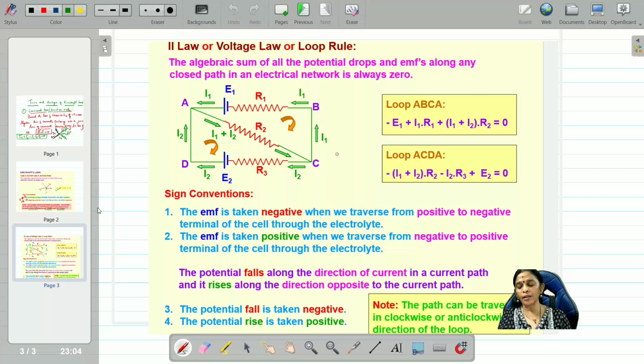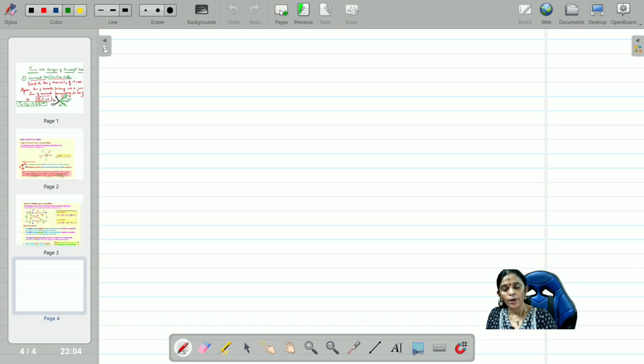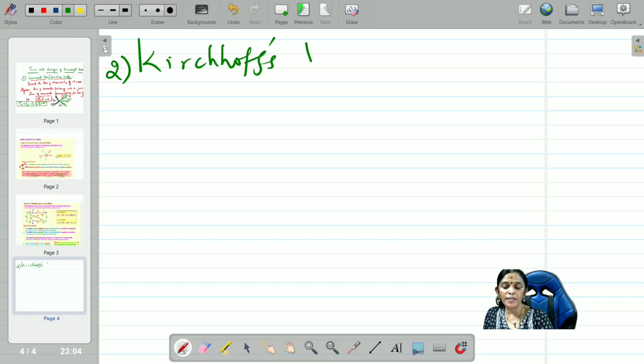What is given here? Kirchhoff voltage law. What is the difference from the current law? I will show you. Now, Kirchhoff voltage law, that is nothing but the second law. Second law is Kirchhoff voltage law.